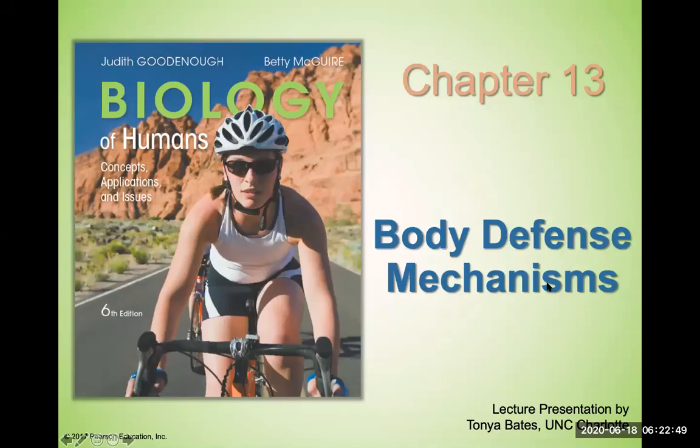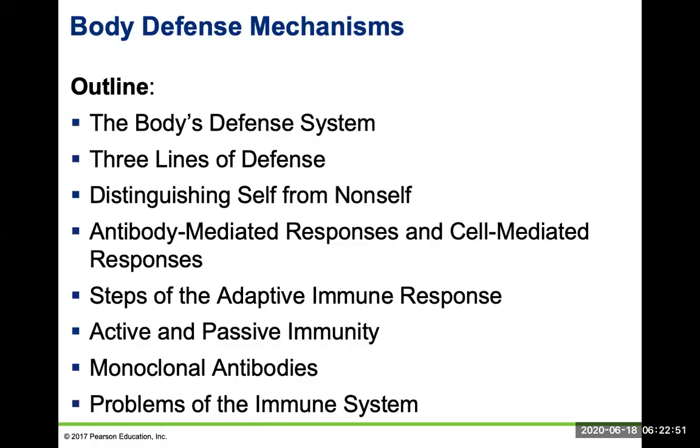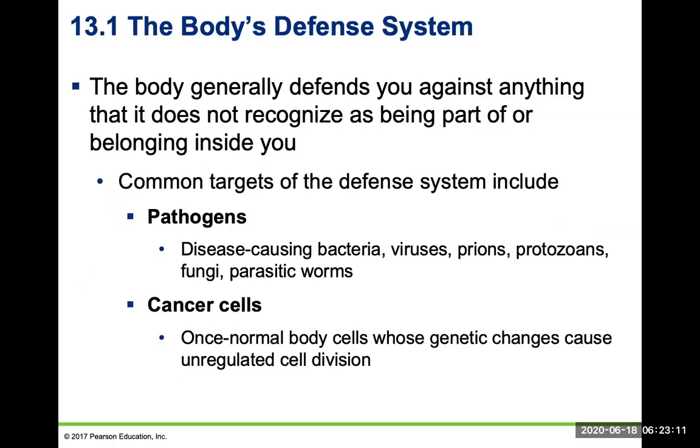Okay, so here we are in chapter 3 with body defense mechanisms. We'll be looking at the three lines of defense in the body systems and how it distinguishes self from non-self. We'll look at antibody-mediated responses and cell-mediated responses, steps of adaptive immunity, and then active and passive immunity, as well as some antibodies and problems with your immune system.